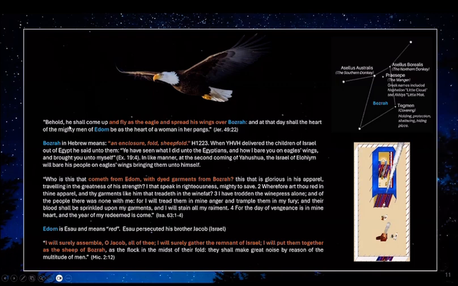Okay, so behold, he shall come. Who's the he? That's the Messiah. He shall come up and fly as the eagle and spread his wings over Bozrah. Okay, so what does Bozrah mean? In Hebrew, it means an enclosure, a fold, a sheepfold. Wow. So here you have a biblical reference of the symbolism of an eagle spreading its wings over an enclosure, over Bozrah.